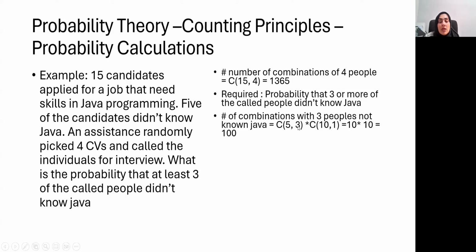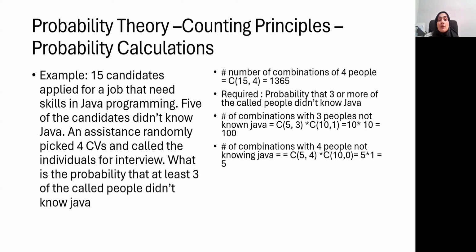So here we have 3 being chosen from this subgroup of 5 non-Java people, and 1 from the other subgroup of people knowing Java, to make a total of 4 people being selected. And here it is, 10 from this and 10 from this. You can do the calculations to verify this. So we have a total of 100 such combinations which have 3 people who did not know Java, and then 1 who knew it.